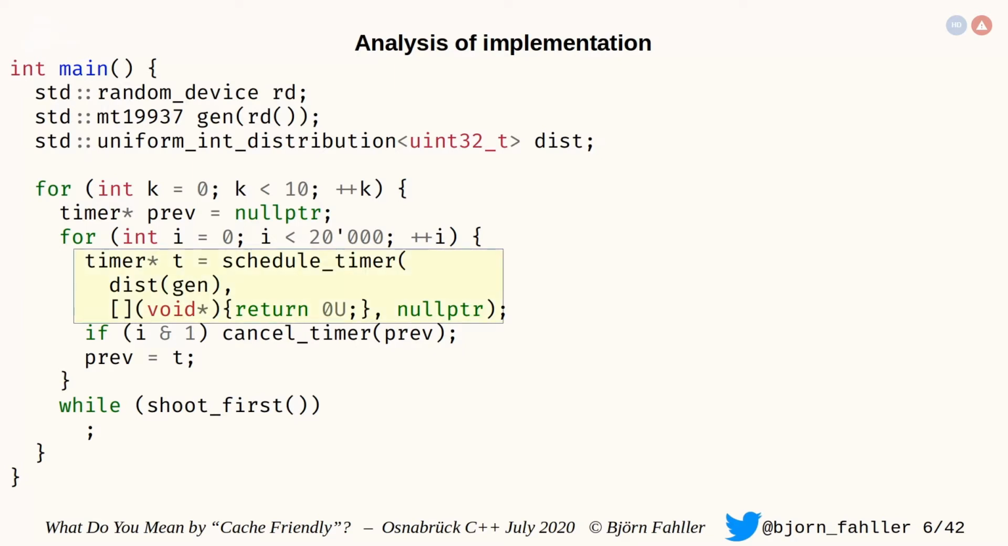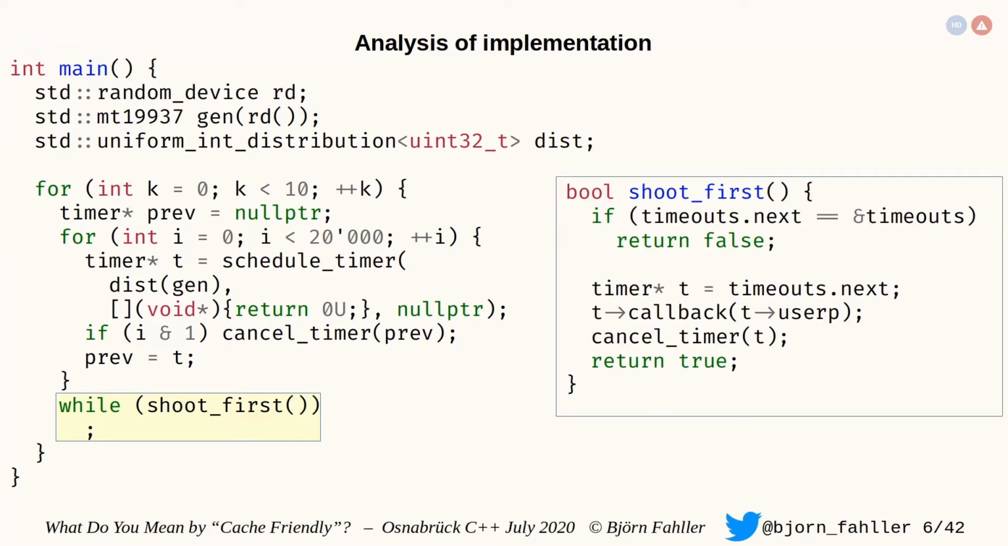So what I'm doing is just have this inner loop where I go over 20,000 revolutions, schedule timers, and every second revolution I cancel the one from the previous revolution. So when we're done, we should have 10,000 timers remaining and potentially quite scattered through memory. And then I'm just shooting the timer callbacks one by one in a simple function that checks that if the list is empty, we return false. Otherwise, shoot the callback and cancel it and return true. And then you just loop over this until it's empty, and then we start over again. So it should show something about memory accesses.